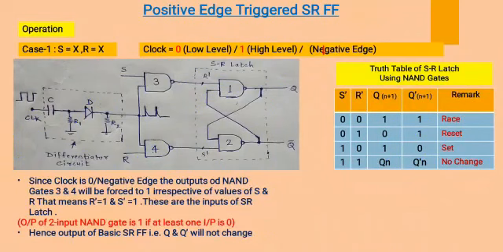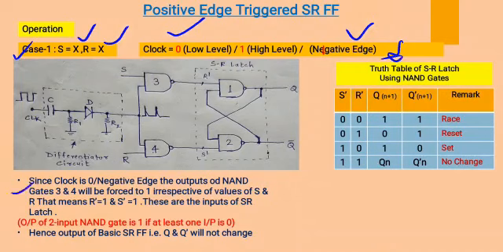Now we will see the operation. In case 1, irrespective of S and R input, S and R have been shown as X, which means they can be 00, 01, 10 or 11, and the clock may be a low level clock, a high level clock, or a negative edge of the clock. So for all these three conditions of the clock signal, the output is not going to change with respect to the variation in the input, as the flip flop is a positive edge triggered flip flop.